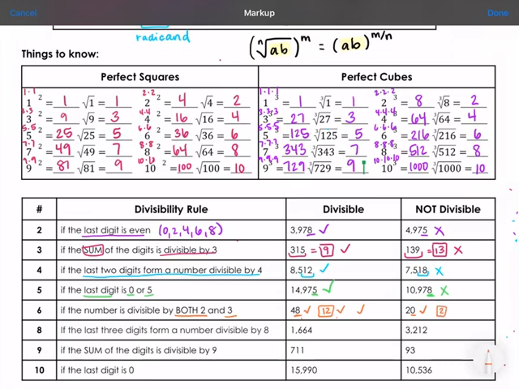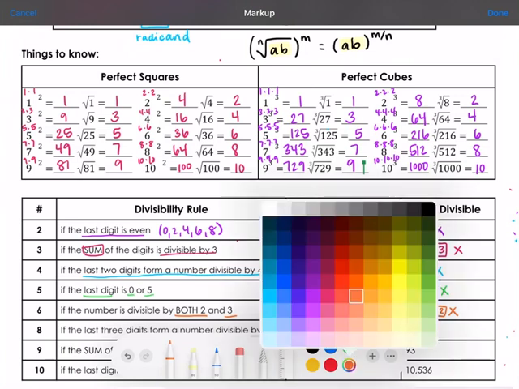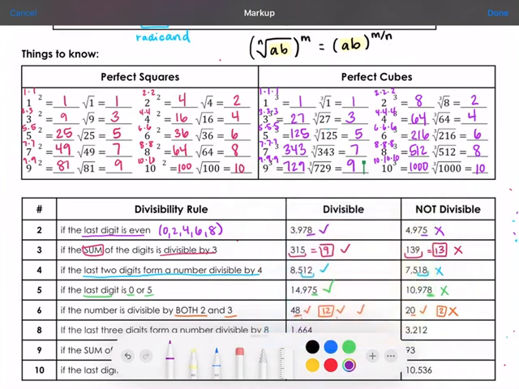The number 20 is even, so it's divisible by 2, but if I add the digits, 2 plus 0, I get 2, which is not divisible by 3, so it can't be divided by 6. We're going to skip sevens because the rule for divisibility for sevens is so complicated. It's just not easy to remember or to use, and so if you're curious about sevens, just plug it in your calculator.